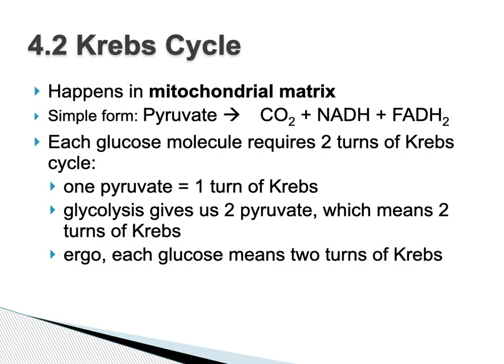The second phase is the Krebs cycle and occurs in the mitochondrial matrix. The simple form that we want you to know: pyruvate, you're going to peel off some carbon dioxide, you're going to make some NADs, and you're going to make some FADs.